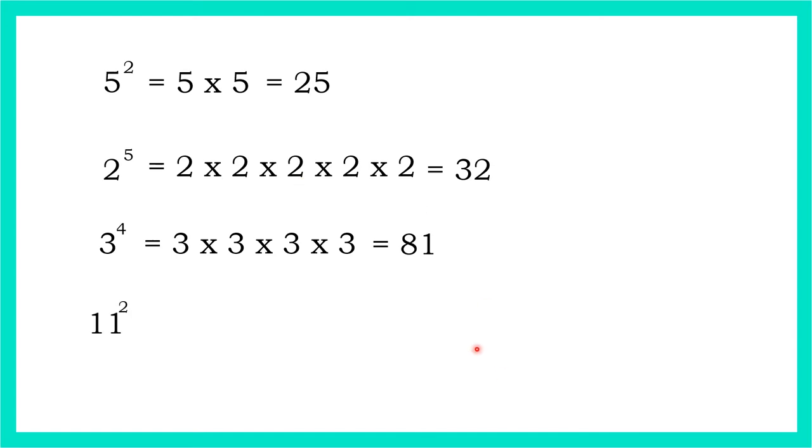Now, we have here 11 squared. So, ano yung value ng 11 squared? Dalawang beses mo lang i-multiply ang 11. So, this is equal to 11 times 11, and that is just equal to 121. So, what we're doing now is, kinuha natin yung value ng bawat exponential form. Okay? And ito lang yung value niya, after na tinimes mo yung bases ng paulit-ulit, depende sa exponent. Alright?